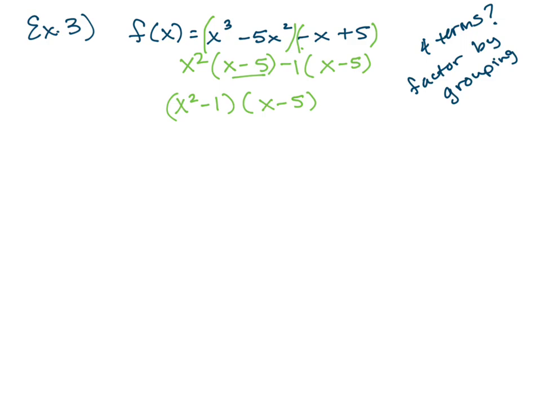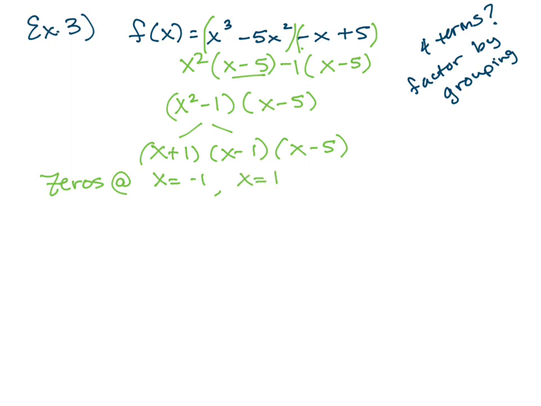Anybody see the difference of 2 squares on the first? X squared and 1, they're both perfect squares. So that guy can split one step further. He can go x plus 1 and x minus 1 and x minus 5. So what does that mean about my zeros? Where are they going to be located? X equals negative 1, x equals positive 1, x equals 5.